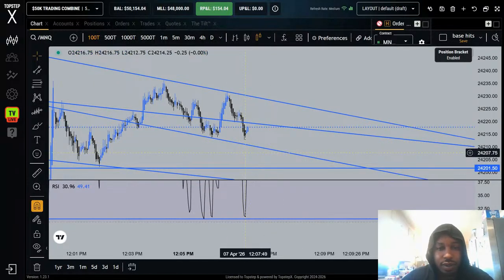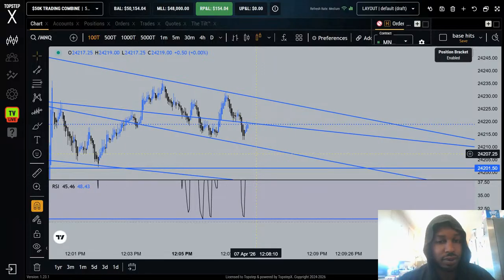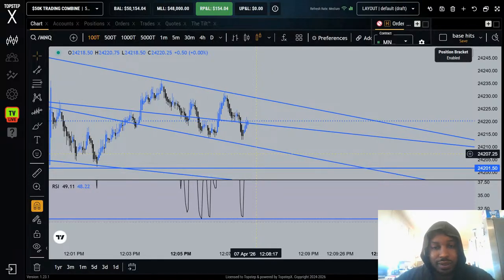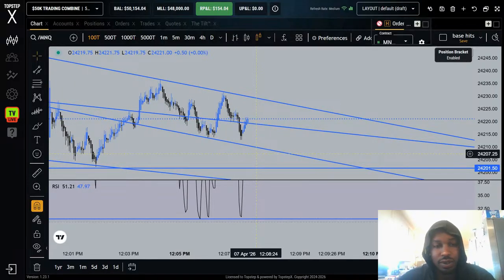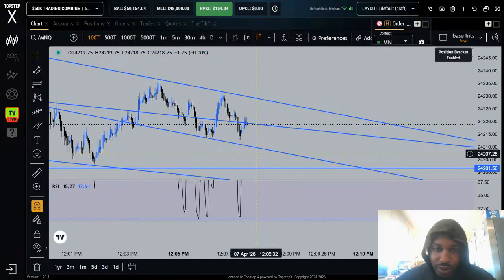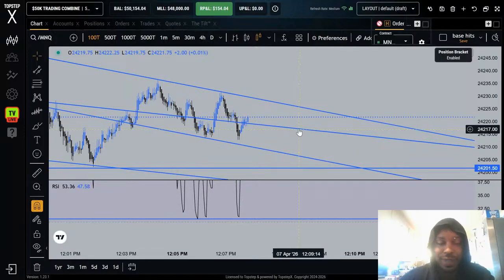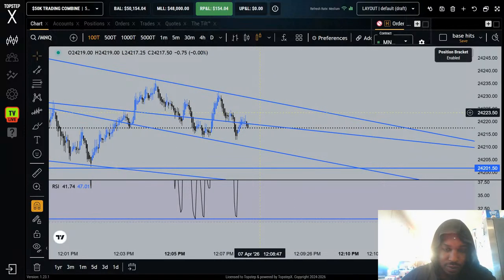This is another divergence, but following divergences with no additional context is how you can bleed your account slowly, because each divergence makes sense by itself, and eventually you'll get the bottom tick. But how many losses are you going to take trying to get that trade that you're looking for?